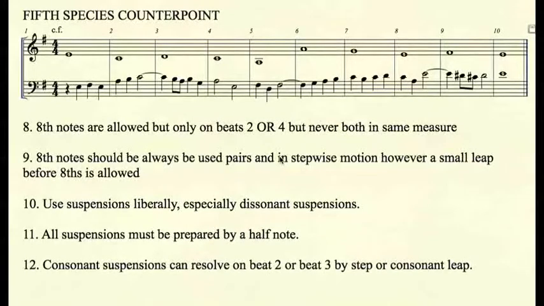Rule number 10, use suspensions liberally, especially dissonant suspensions. Rule number 11, as in fourth species, all suspensions must be prepared by a half note. Every tie must begin with a half note. You can tie a half note to a half note or a half note to a quarter note, but you may never tie a quarter to a half or a quarter to a quarter, and you may not tie a half note to an eighth note, because eighth notes can only be found on beats 2 or 4.